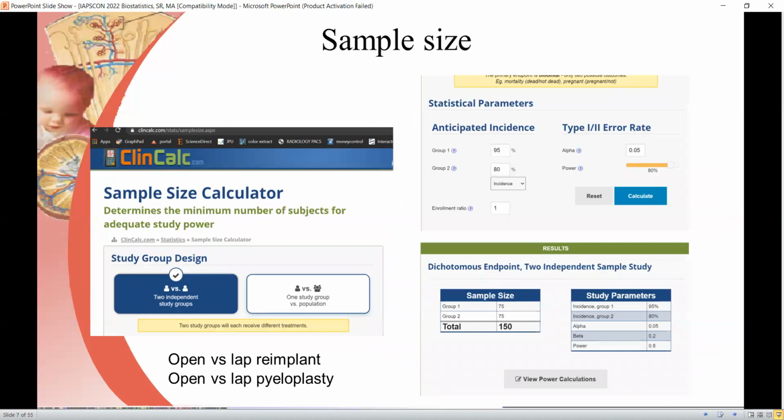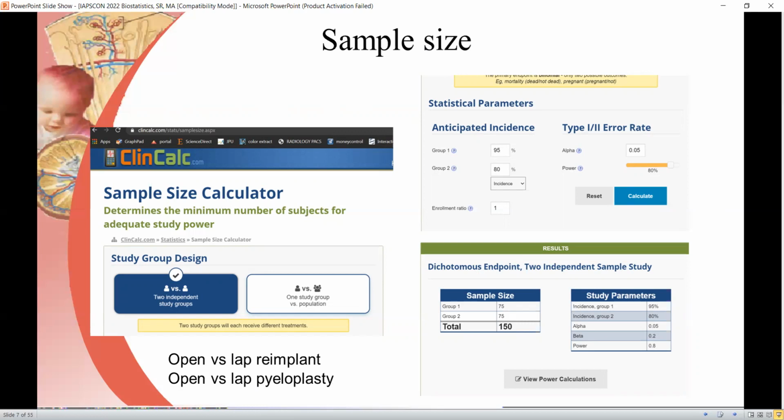Sample size. Sample size is an important thing to know whether a particular study is going to give good results which you can interpret. So for that, let us examine this kind of example. You are comparing an open versus laparoscopic reimplantation or open versus laparoscopic pyeloplasty. If you are comparing only 10 patients or 12 patients on either side, your sample size is probably too low to look at any particular difference. So that is going to be not a significant difference.